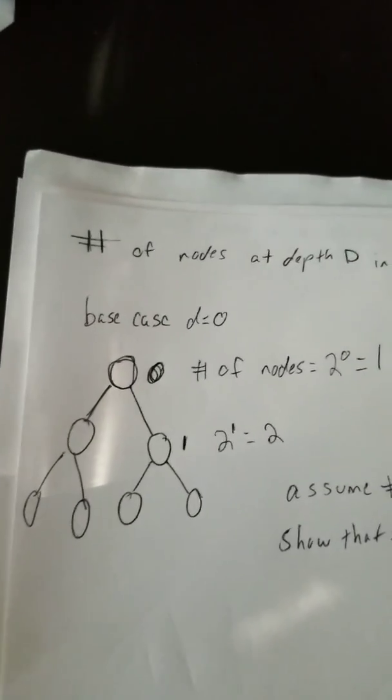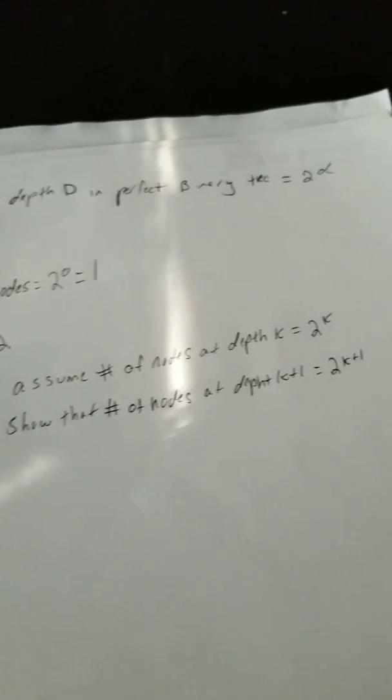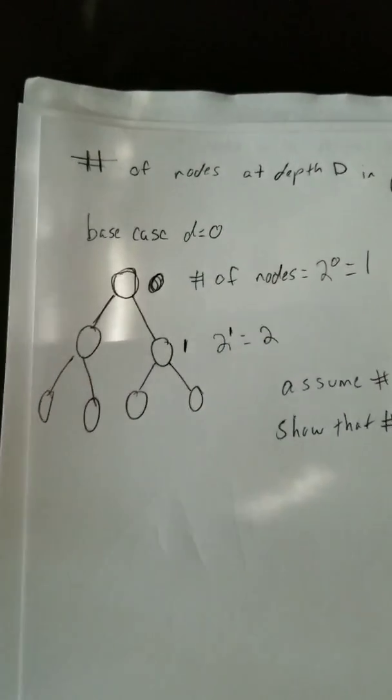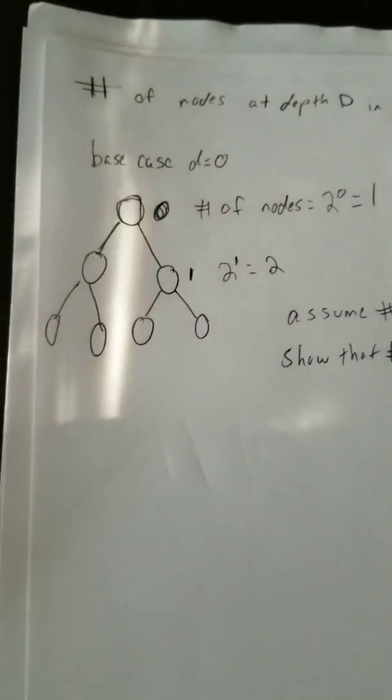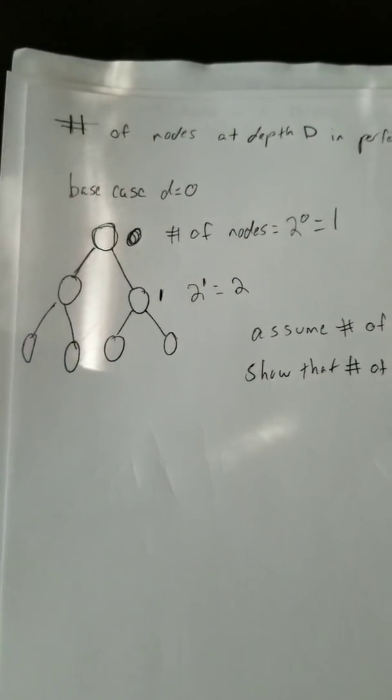Okay, so here's one more for you. We're going to prove the property that the number of nodes at depth d in a perfect binary tree is equal to 2 raised to the power of d, and I've quickly drawn out the base case here. Now think about what this question is asking. It's not asking for the total number of nodes. It's asking for the number of nodes at a given level of the tree.